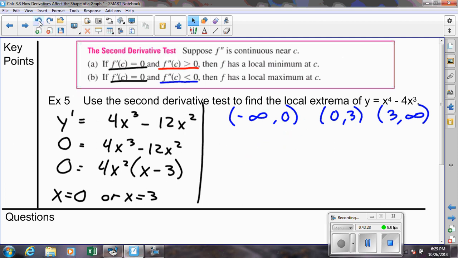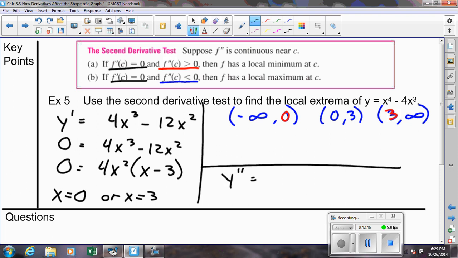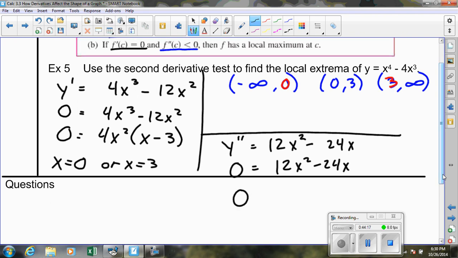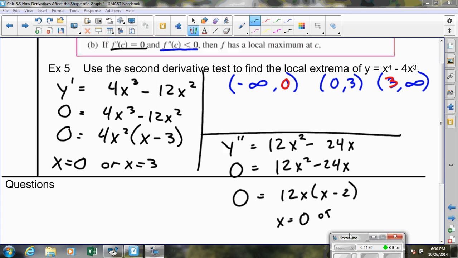Point is, we have our intervals, and we have located the places where we have possible extrema. To find out if they actually are, we will now take the second derivative. Second derivative is 12x squared minus 24x. And we want to know where the second derivative is positive, where it is negative. Positive and negative is going to play a role with where it changes around 0. So solving where it equals 0, that's telling us 12x times x minus 2, so possible points of x equals 0 or x equals 2.